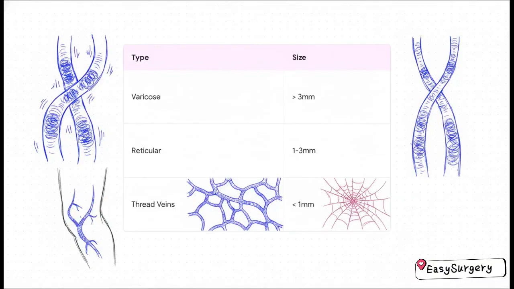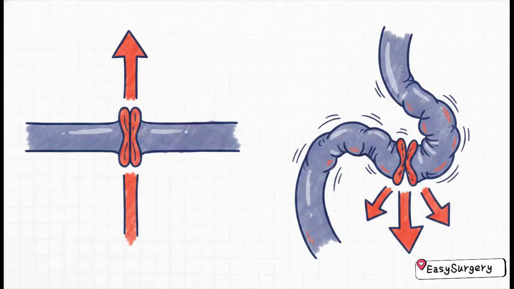And size matters immensely here, because the diameter of the vein completely dictates our clinical approach. Varicose veins, which are over 3 millimeters, represent a true functional problem. But reticular veins, those sitting between 1 to 3 millimeters, and dermal flares or thread veins under 1 millimeter, those are predominantly just cosmetic blemishes. So why do these specific veins dilate so massively in the first place?